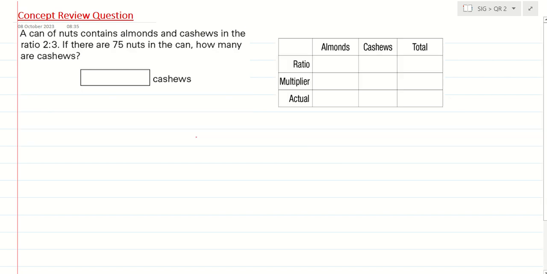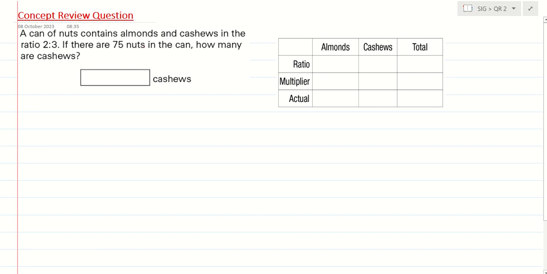Here we go. The question reads: a can of nuts contains almonds and cashews in the ratio 2:3. If there are 75 nuts in the can, how many are cashews? See, there are two ways to solve it. One way I can solve it using the table. The other way is using our methodical approach, which we solved in the previous question.